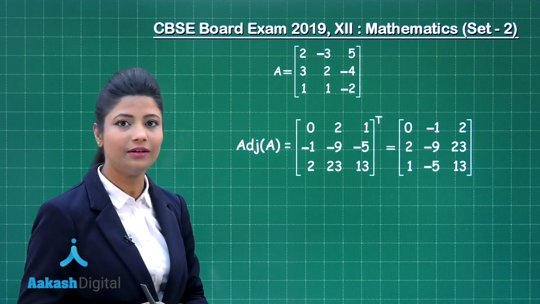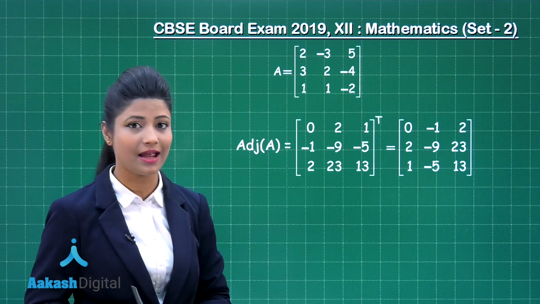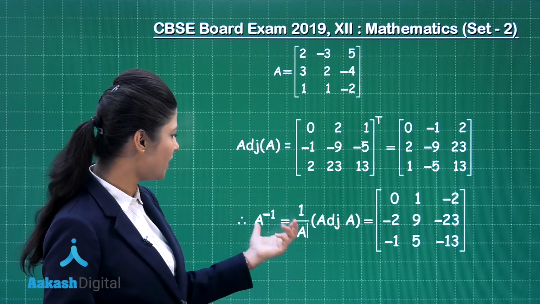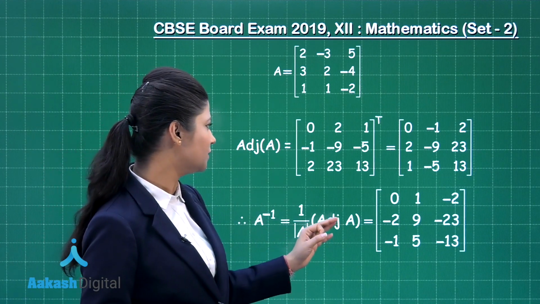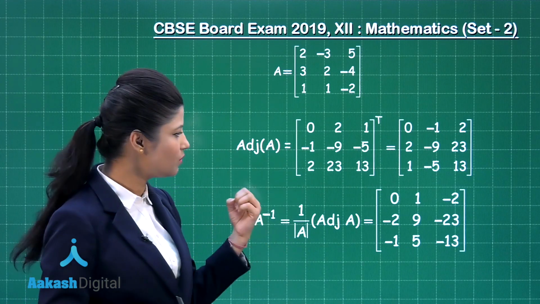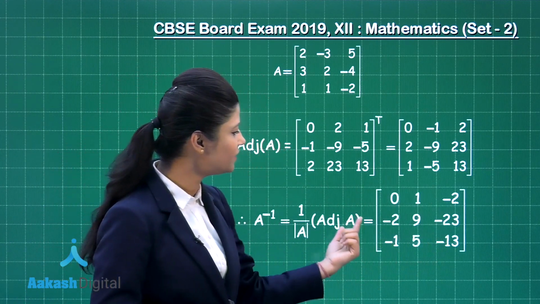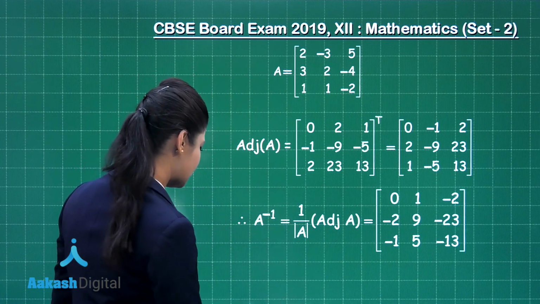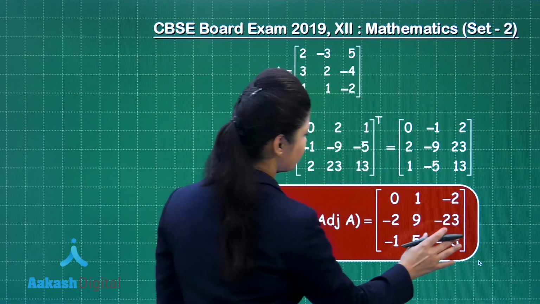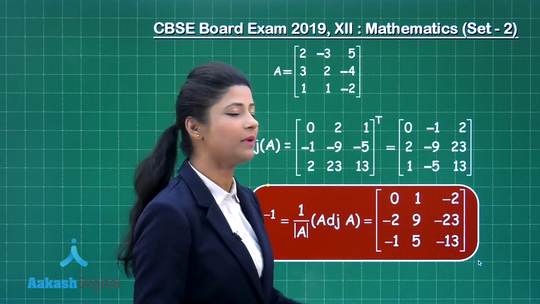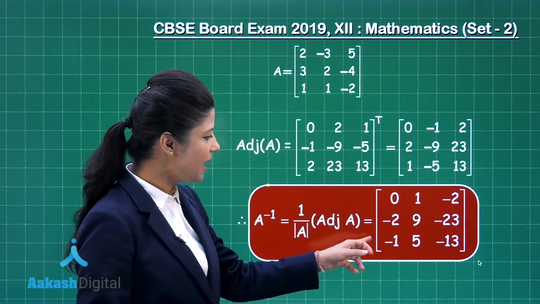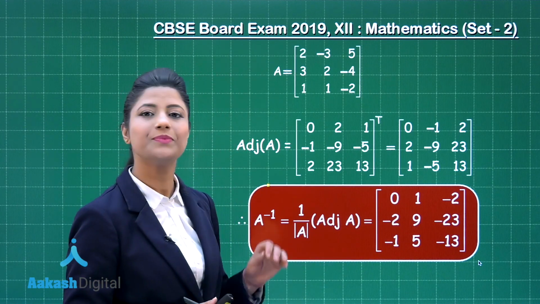Next, I need to obtain here A inverse. What is A inverse? That is adjoint of A upon the determinant of A. So that gives me the required value of A inverse equal to this adjoint upon minus 1. The value of the determinant is minus 1. So minus 1, that scalar gets multiplied to each and every term, resulting this quantity as A inverse. So I get here the required adjoint of A as this matrix of order 3 cross 3 having the elements 0, 1, minus 2 in the first row, minus 2, 9 and minus 23 in the second row, minus 1, 5 and minus 13 in the third row.